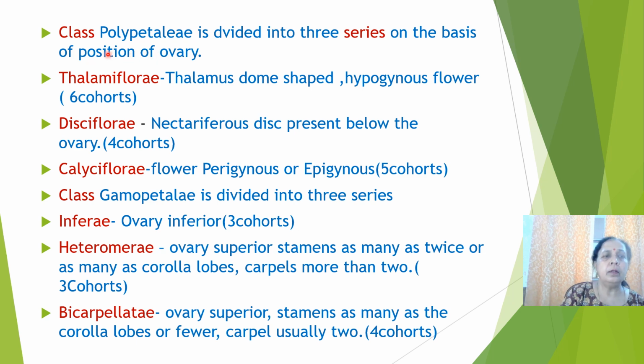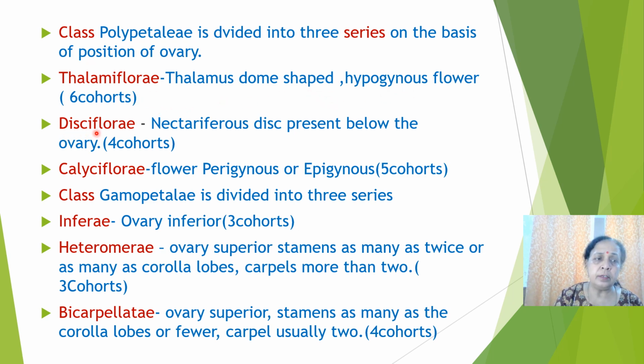Bentham and Hooker classified the class polypetalae into 3 series on the basis of position of ovary: thalamiflorae, disciflorae, and calyciflorae. Thalamiflorae means where the flowers show a dome-shaped thalamus and the position of the ovary is superior, that is, the flower bears hypogynous flowers. This series includes 6 cohorts. These cohorts are presently treated as orders.